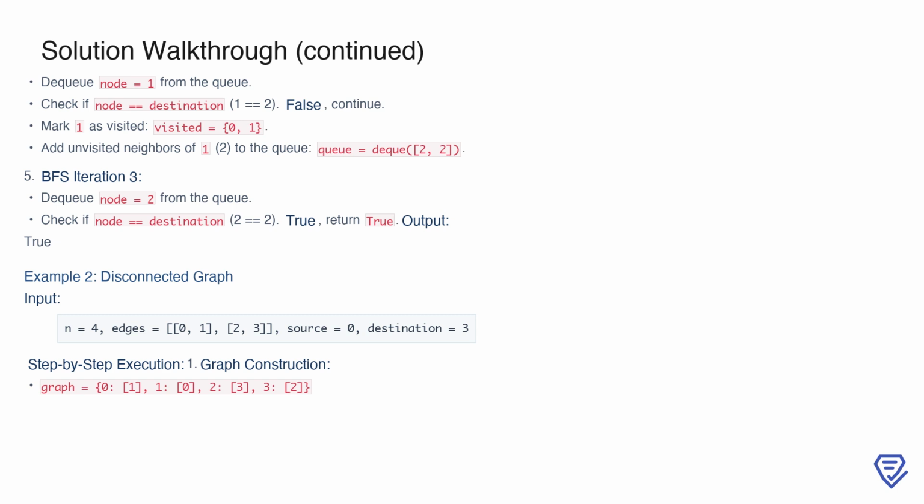We mark node 1 as visited, but it has no unvisited neighbors to add to the queue. At this point, the queue becomes empty, and we terminate the search since the destination node was not found. Hence, we return false, indicating no path exists.